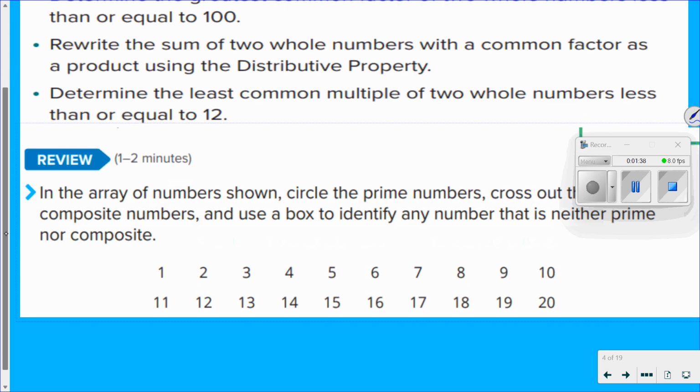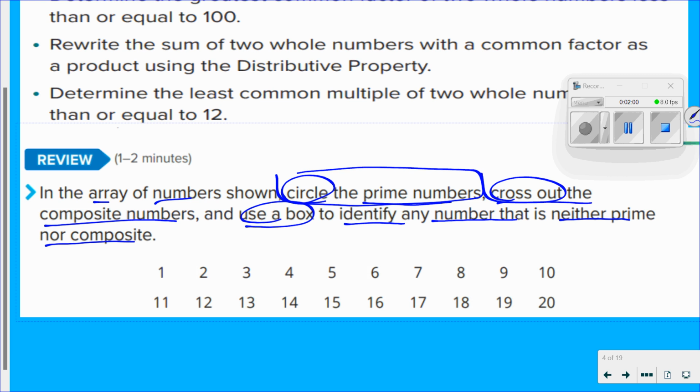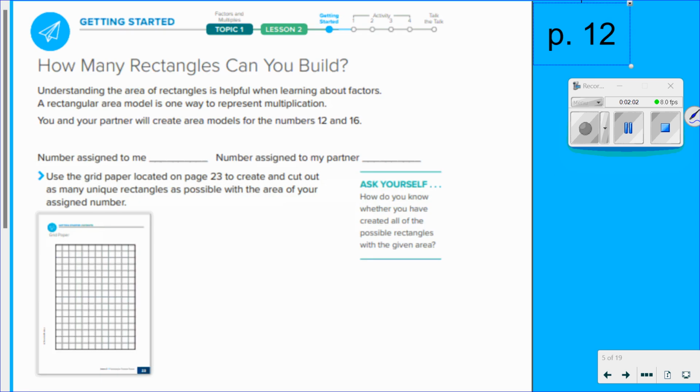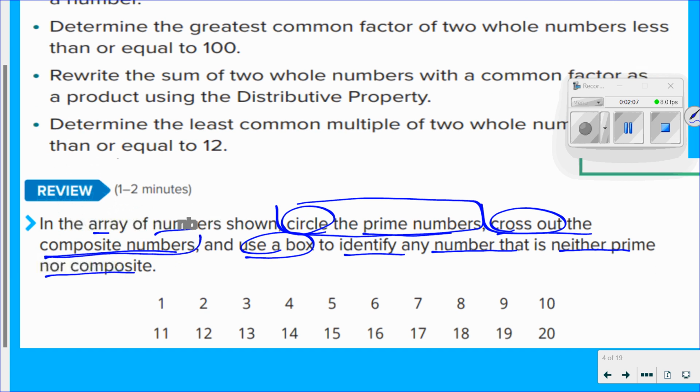Here we've been given an array of numbers. We are going to circle the prime numbers. We're going to cross out the composite numbers and use a box to identify any number that is neither prime nor composite. So you really have three sets of directions you're following. Circling prime, crossing out the composite numbers, and identifying any number that's neither prime nor composite.